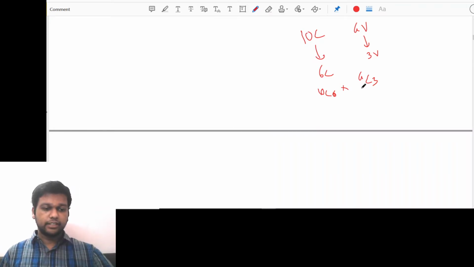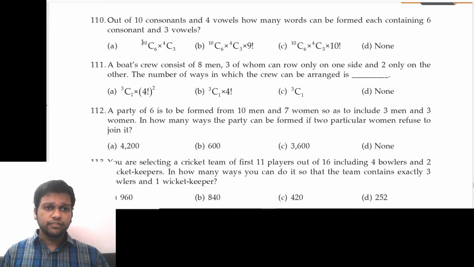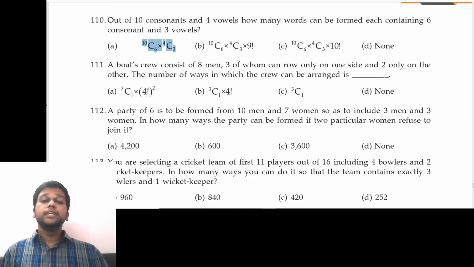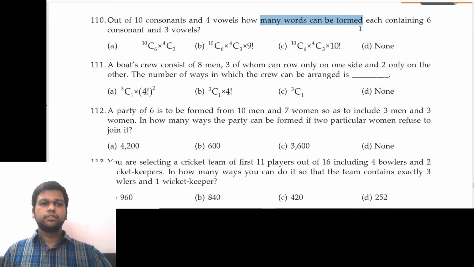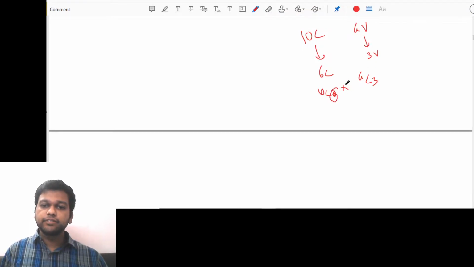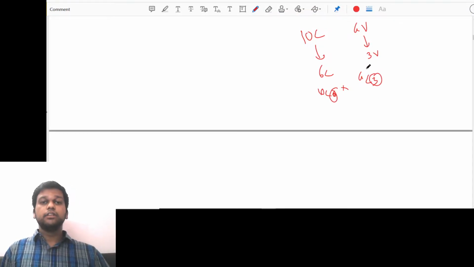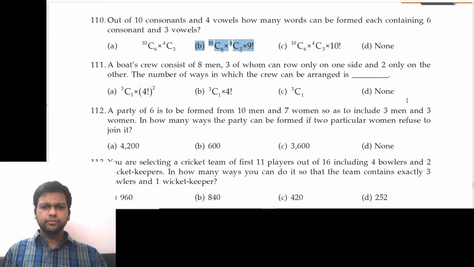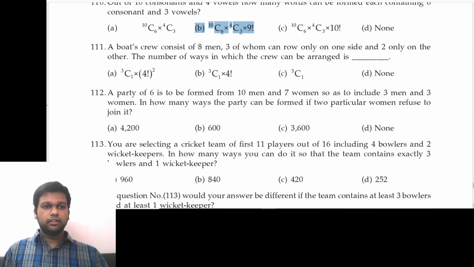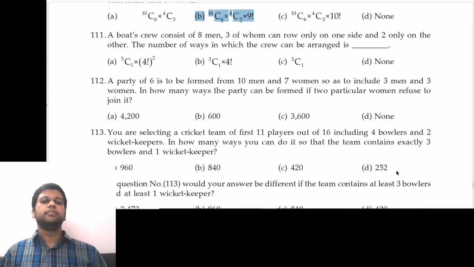But this is not the final answer. Understand? 10C6 into 4C3 is there, but that is not correct because they are asking how many words can be formed. So if we have to form words, now we have selected how many letters in total? 6 consonants and 3 vowels means 9 letters we have selected. So to make words from 9 letters, we have to arrange them in 9 factorial ways. Correct. So the answer will be 10C6, 4C3 and 9 factorial. Option B.